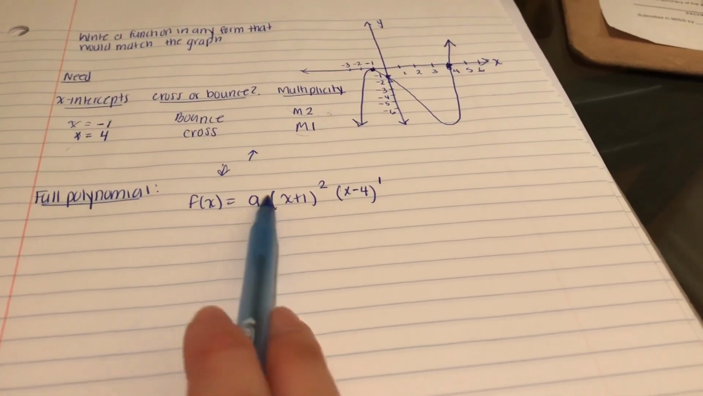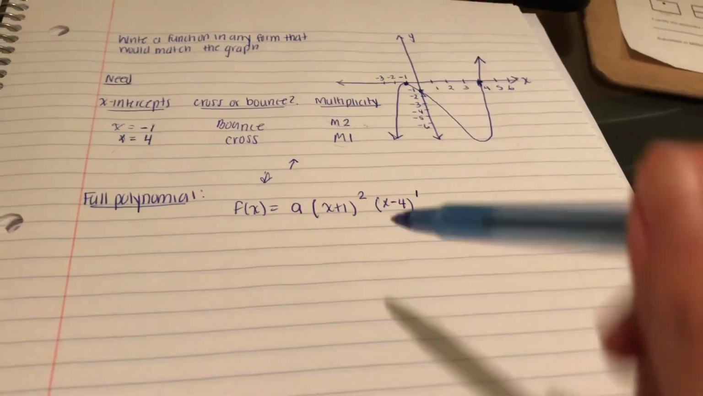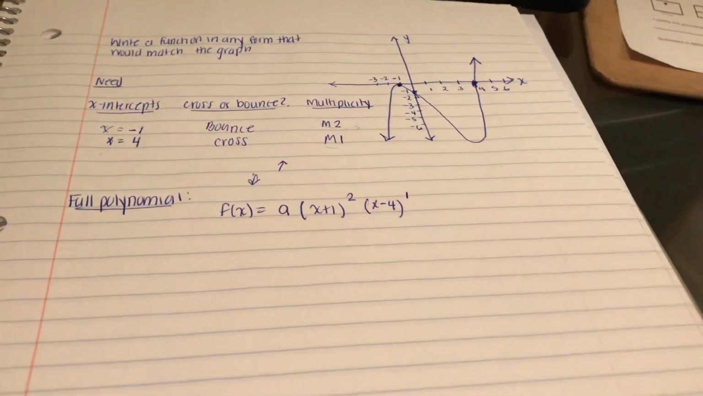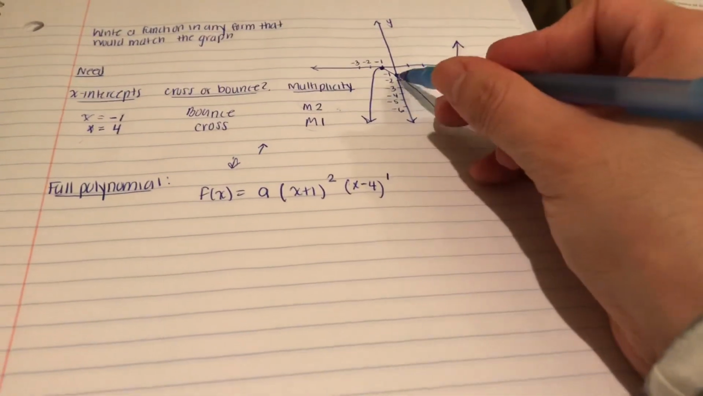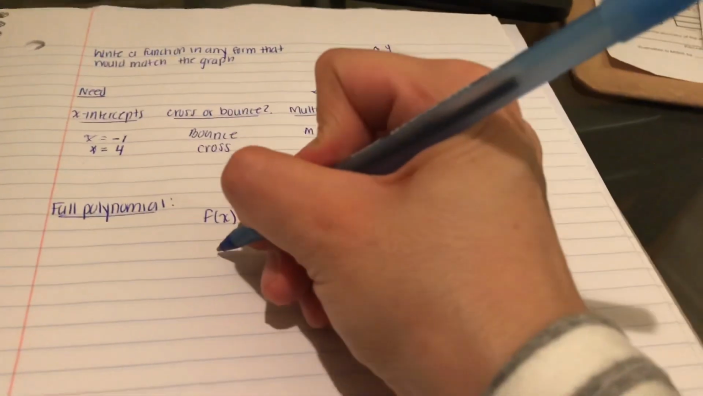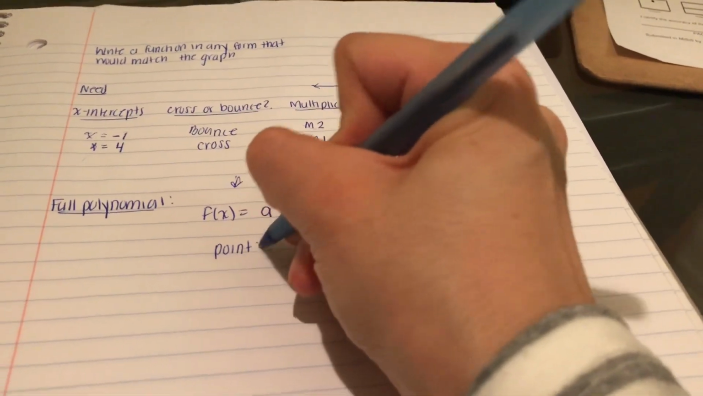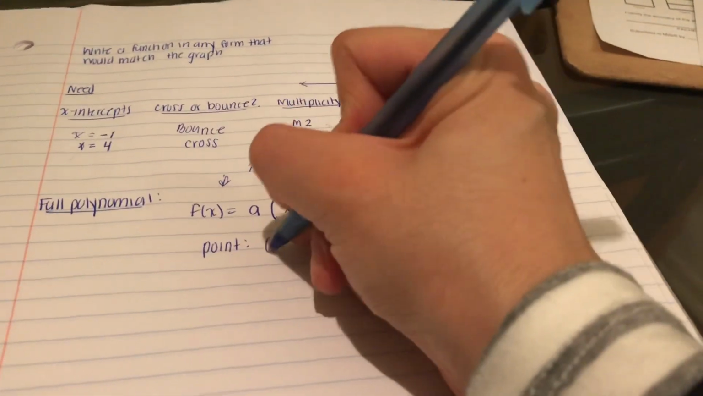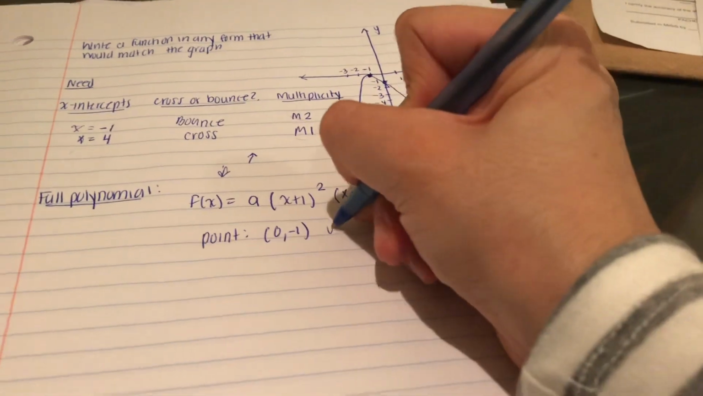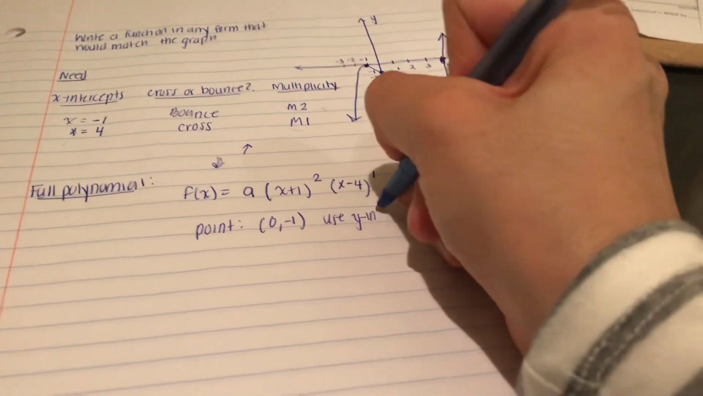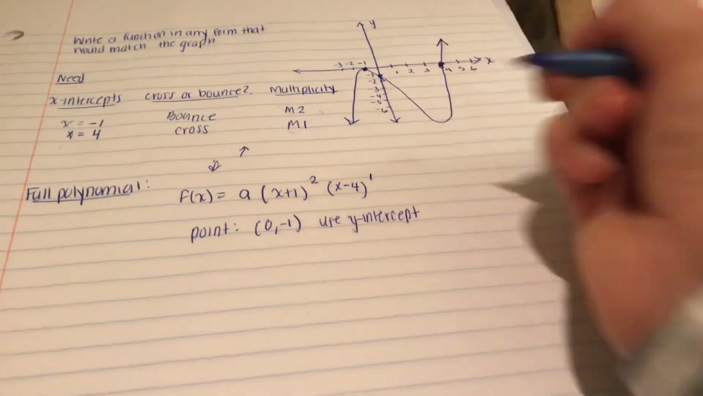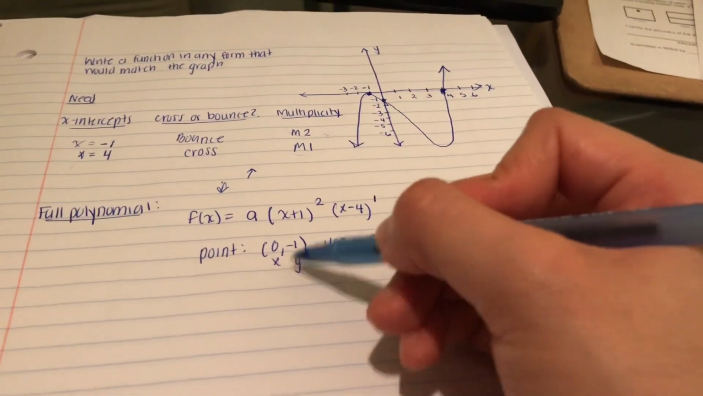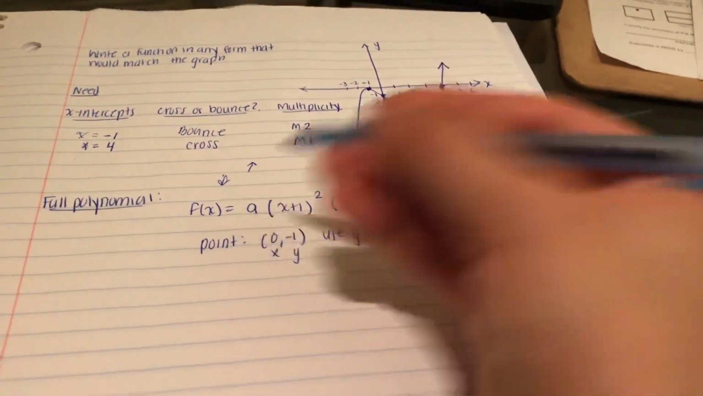And now what I have to do next is, I don't just leave my polynomial like that. I have to find my leading coefficient. And how I do that is I pick any point on the graph. The easiest point to use is a y-intercept, since that's where x equals 0. So we're going to choose a point to help us find our leading coefficient. So the point is 0, minus 1. So we're going to use the y-intercept. So now for x and y, I'm going to plug in those values and find my a in the polynomial.